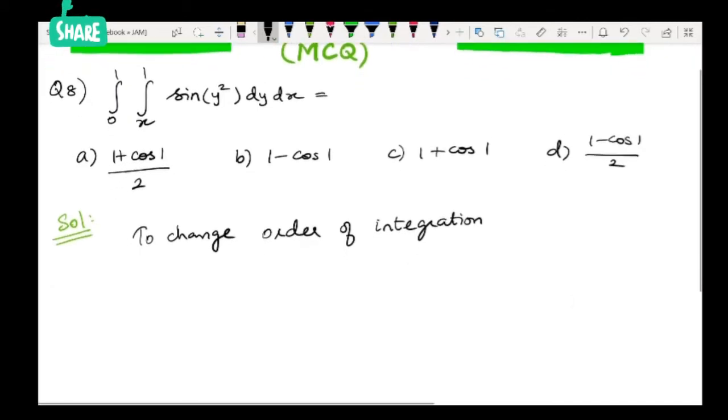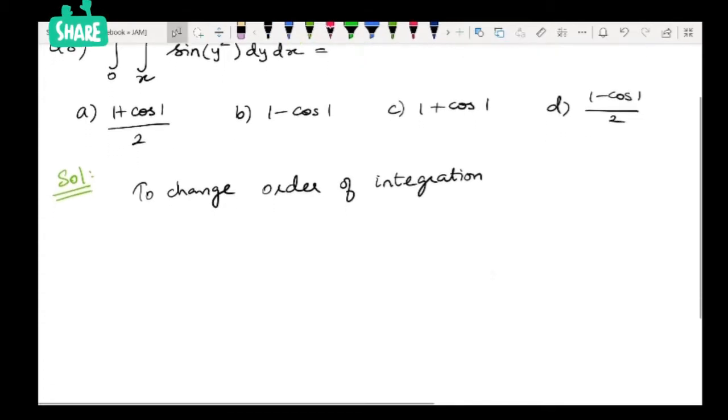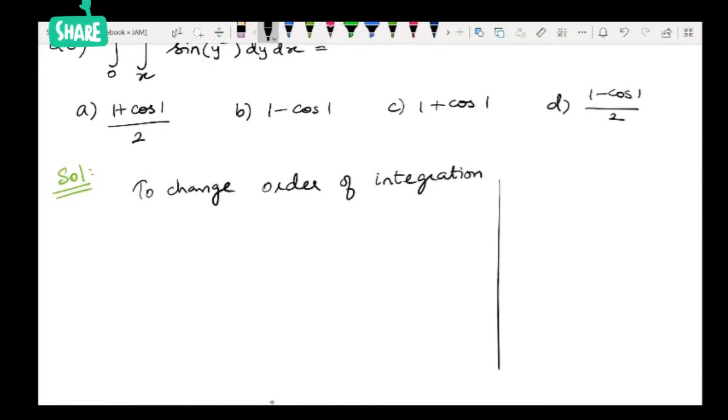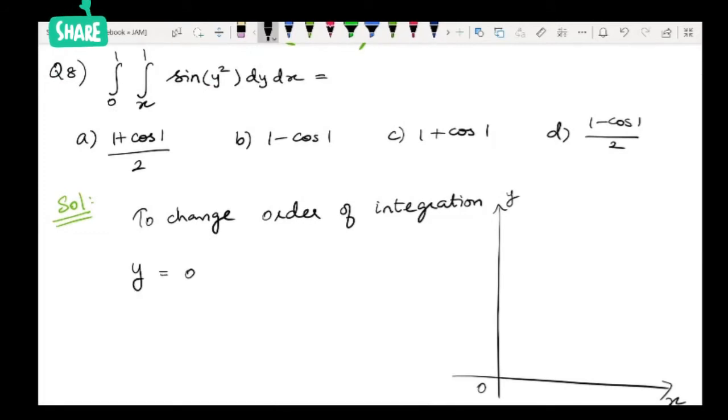How do we change that? So here the limits are from y equal to x to 1, and the limits of x is from 0 to 1. So let's try to plot that here.